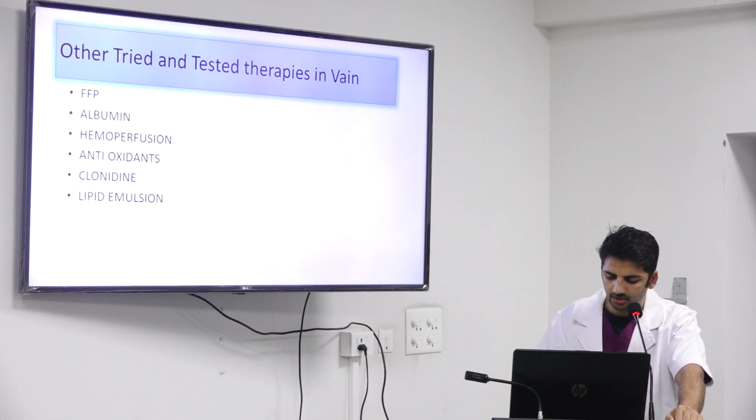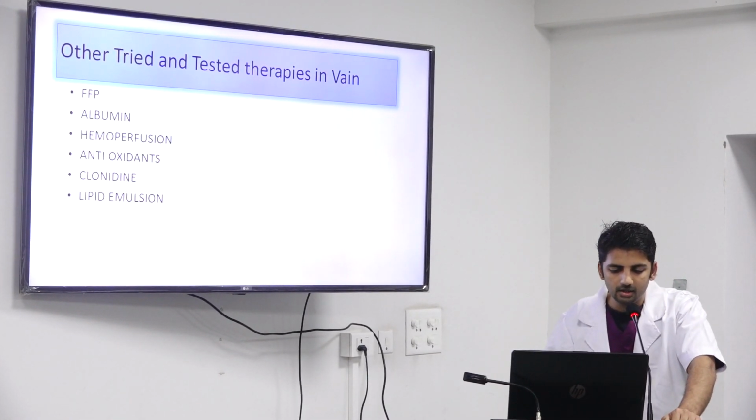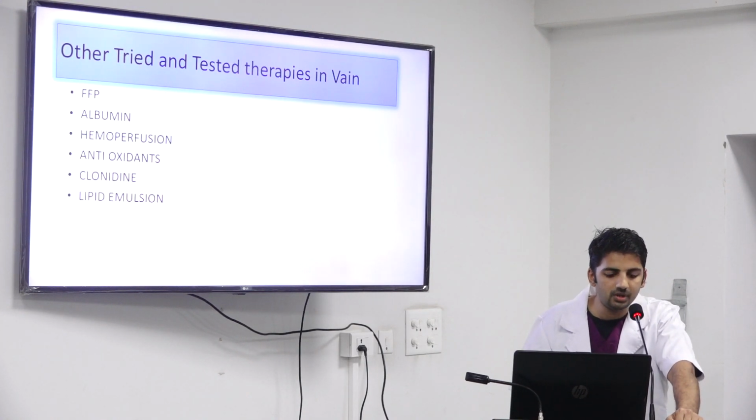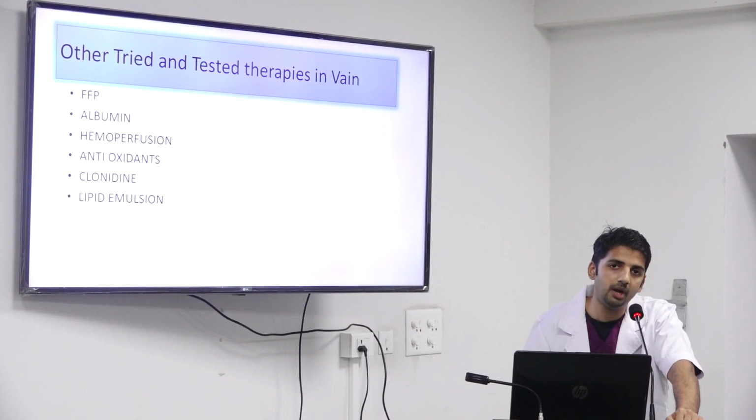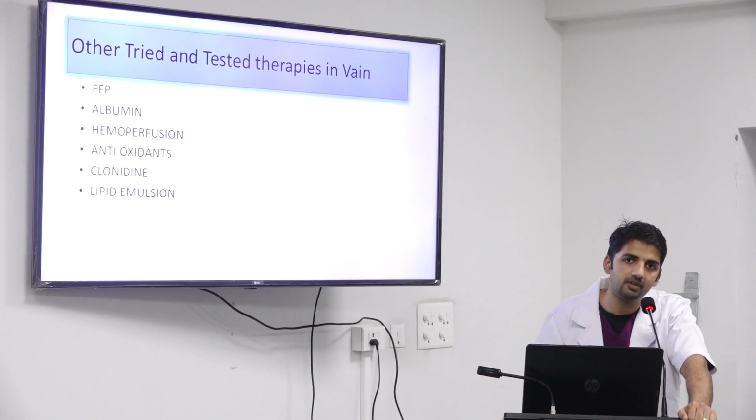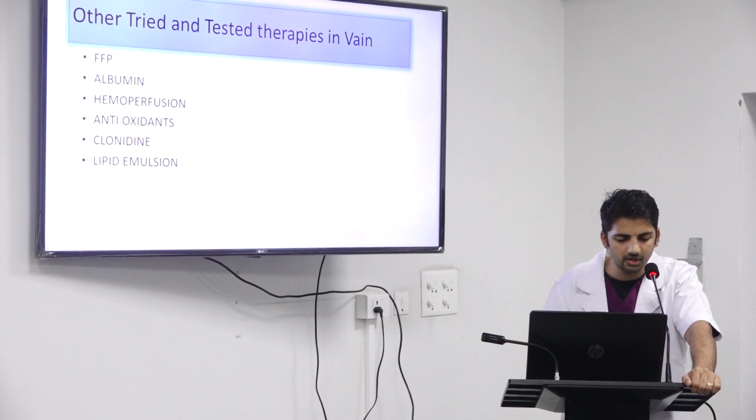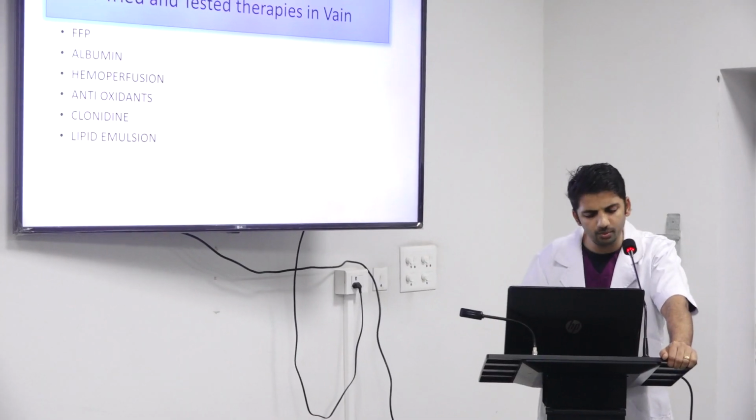Other tried and tested therapies which are still in vogue are FFP, albumin, and lipid infusions. All these 3 were attempted, believing that they would bind the organophosphate and that it would get excreted through the kidney, but the evidence is very, very less and it is not advocated. Hemoperfusion was in 1 or 2 randomized control trials. It has been tried in patients who came to the emergency department within 4 to 6 hours of consumption. So it had shown certain benefits. Again, the evidence is less. And the role of antioxidants and clonidine is very, very less, so it is not recommended.